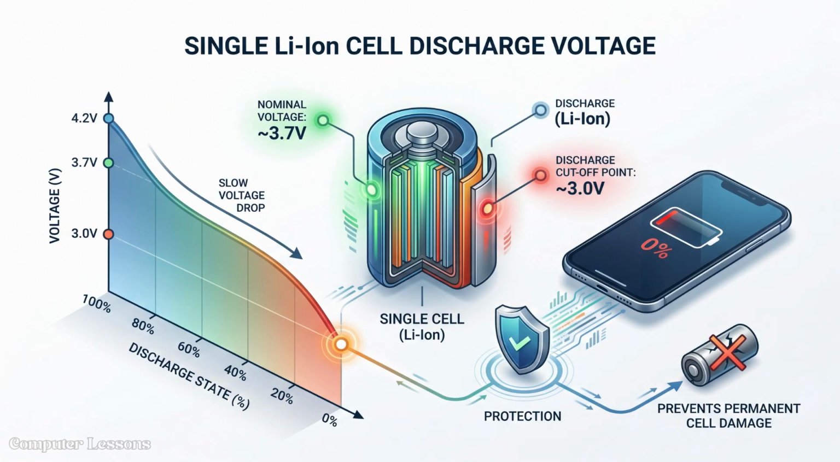The physics of lithium-ion cells dictates a nominal voltage, usually around 3.7 volts for a single cell. As the battery discharges, this voltage drops slowly until it reaches a cutoff point, typically around 3 volts.